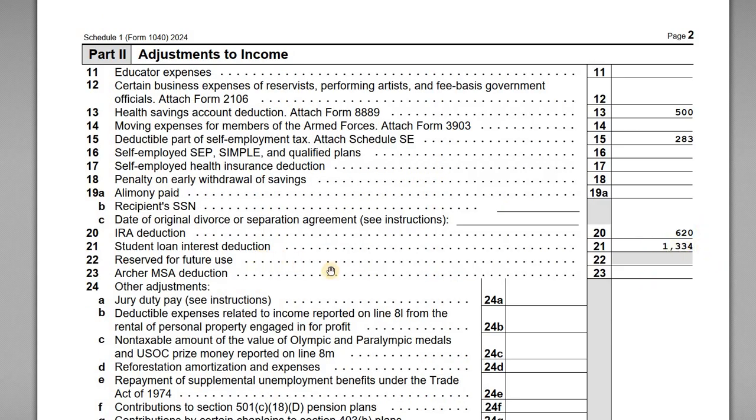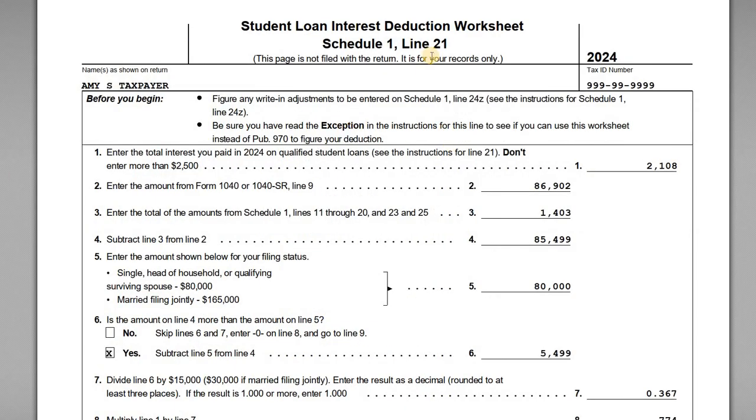All right. Now the student loan interest deduction. Amy paid a little over $2,100 in interest during the year. Notice that we're only deducting $1,300 and change because of the student loan interest deduction limit. If you get a student loan interest statement, one of those 1098-Es, before you put down the interest on line 21, complete the worksheet first, right? So we have a student loan interest deduction worksheet.